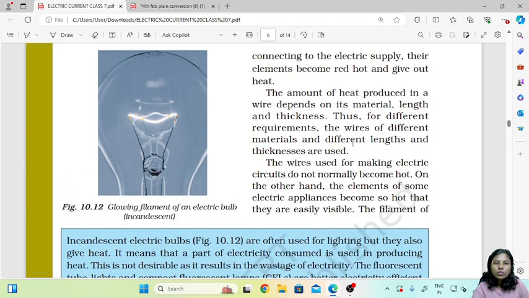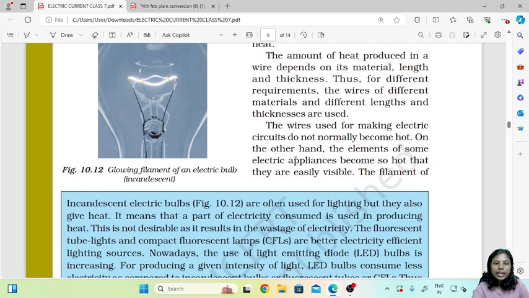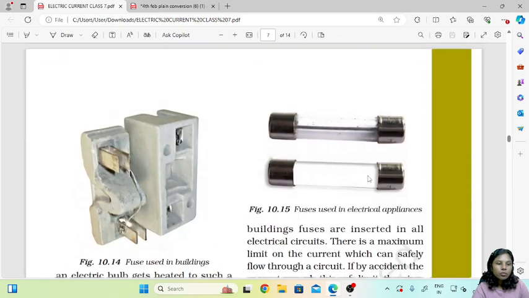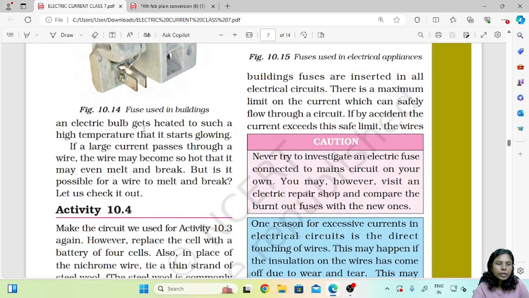The wires used for electric circuits do not normally become hot. On the other hand, the elements of some electric appliances become so hot that they are easily visible, like they become red. The filament of an electric bulb gets heated to such a high temperature that it starts glowing. So a similar thing happens with the bulb. The filament gets so hot that it starts glowing and emits light to us.